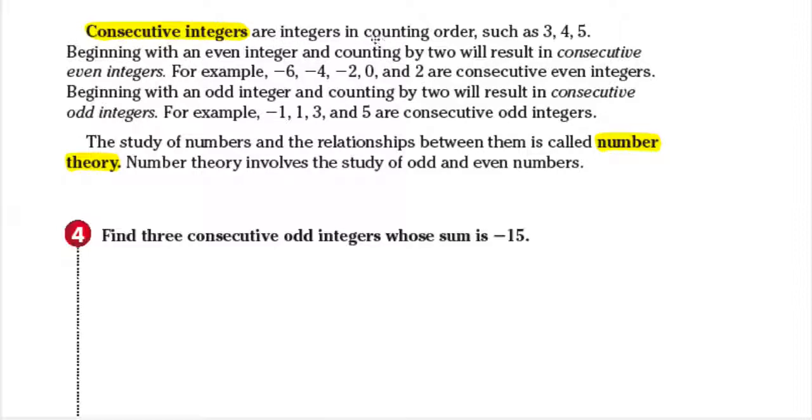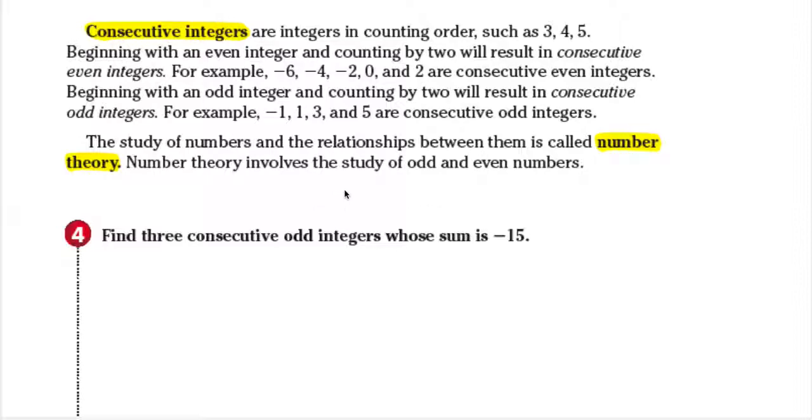Consecutive integers are integers in counting order, such as 3, 4, 5. Beginning with an even integer and counting by 2 will result in consecutive even integers. For example, -6, -4, -2, 0, and 2 are all consecutive even integers. Beginning with an odd integer and counting by 2 will result in consecutive odd integers. For example, -1, 1, 3, 5 are all consecutive odd integers. Okay? The study of numbers and relationships between them is called number theory. Number theory involves the study of odd and even integers.